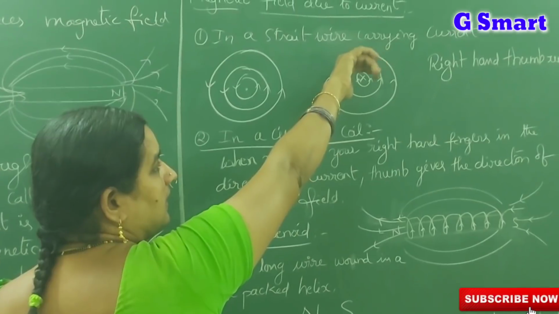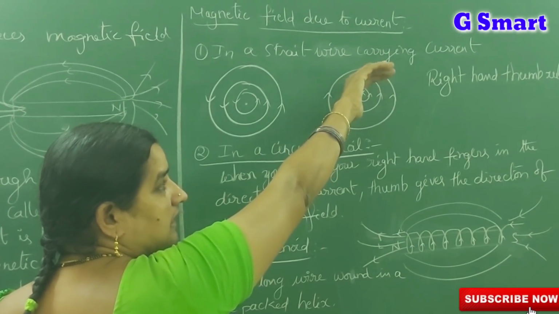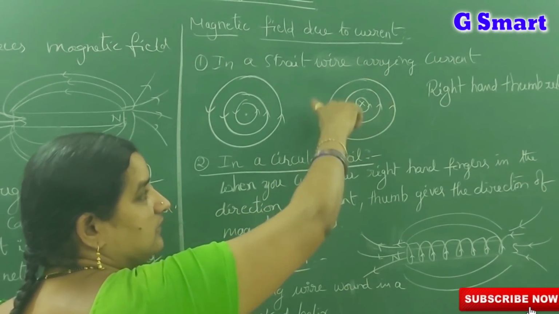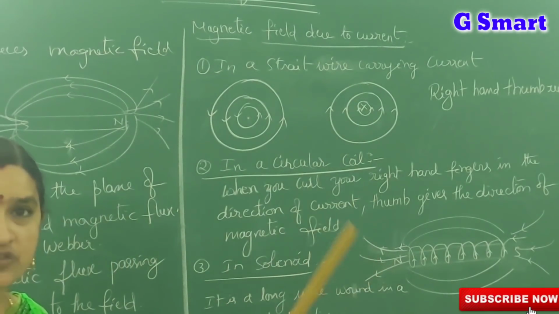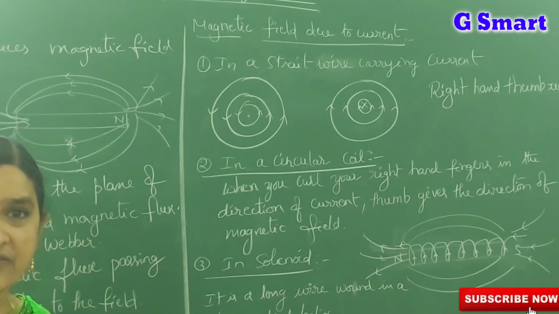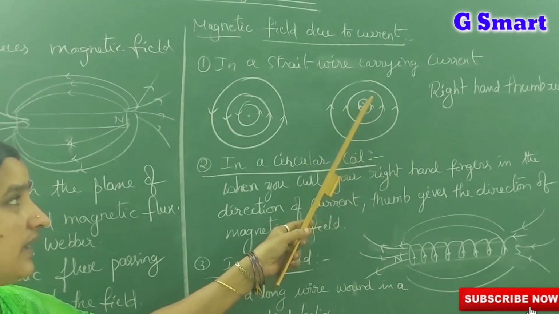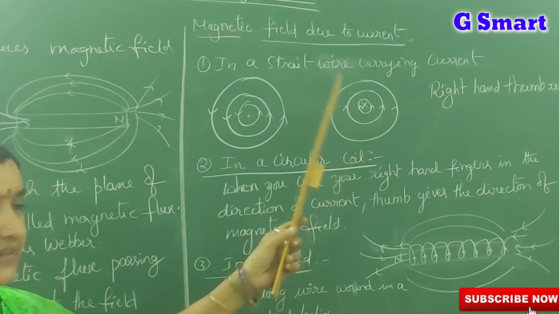Let us see, it is penetrating into the paper. What is the direction of the fingers? It is moving in a clockwise direction. So the clockwise direction of the fingers gives the direction of the magnetic field. So the current passes through the inside.